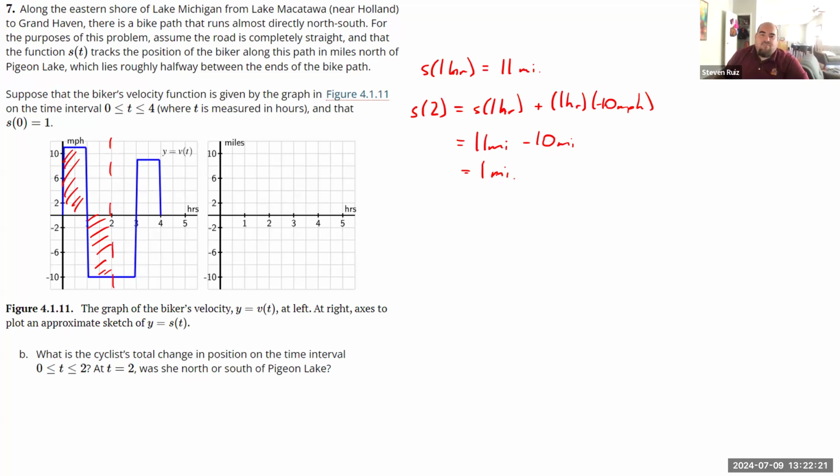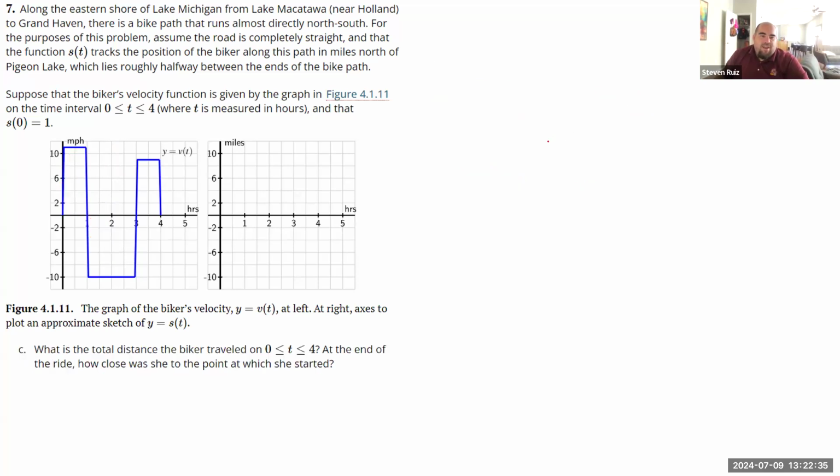Is she north or south of Pigeon Lake? Well, since this is a positive number, this implies that she was north of our reference because we have a positive value. So moving on to part C, what is the total distance the biker traveled? Distance doesn't sound terribly different, but it's actually a much different idea that we'll talk about.